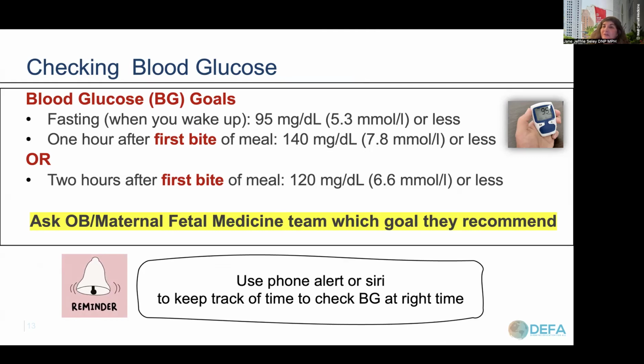It is a good idea to set alerts, especially in the phone or any way that someone wants to set alerts or reminders. You can set a timer on the phone or ask Siri for help. Any method that the person wants to use, because it's hard to remember exactly an hour later or exactly 2 hours later.